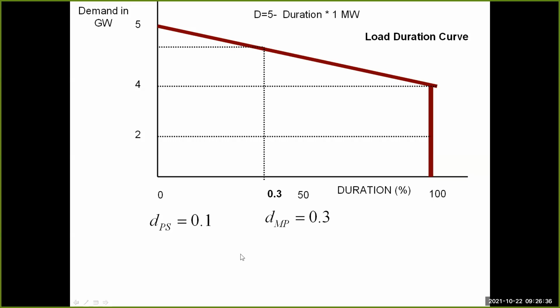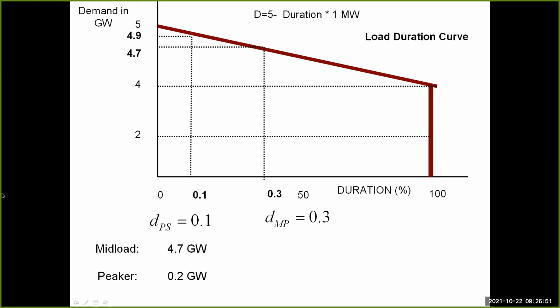So I put that here in this graph, in the low duration curve, and I come to these optimal investments. 4.7 here and 0.2 here. Okay, yeah, so this is an analysis.